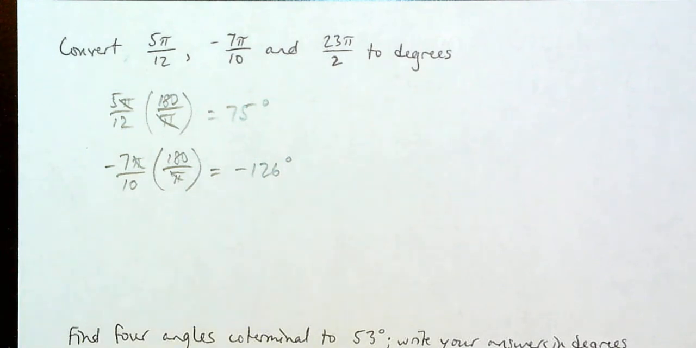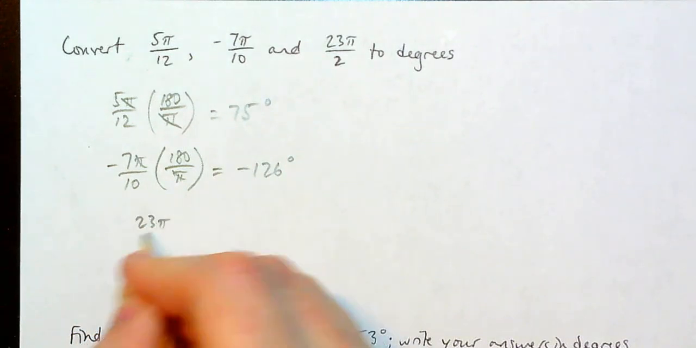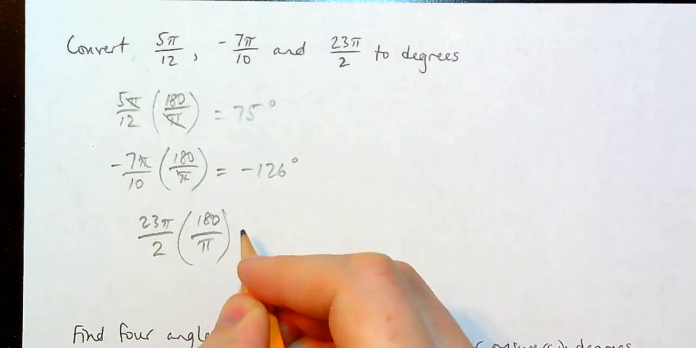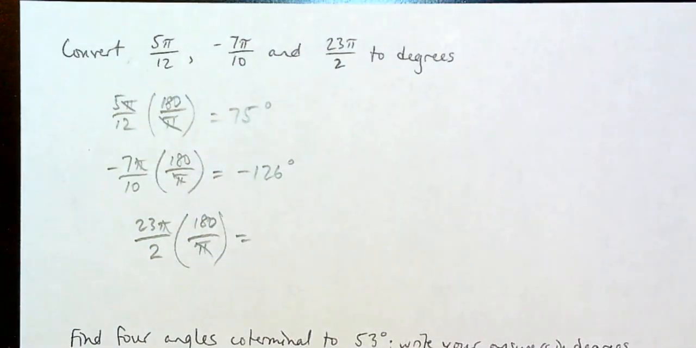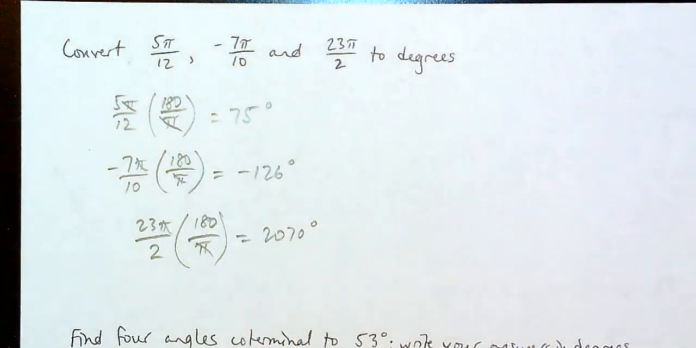All right, so let's see if you came up with the correct answer. 23 pi divided by 2 multiplied by 180 over pi. Again, the pi's cancel out. 180 divided by 2 is 90. And if you do 23 times 90, you get 2070 degrees. So there you go, guys. Really basic calculations in terms of switching between degrees and radians there.